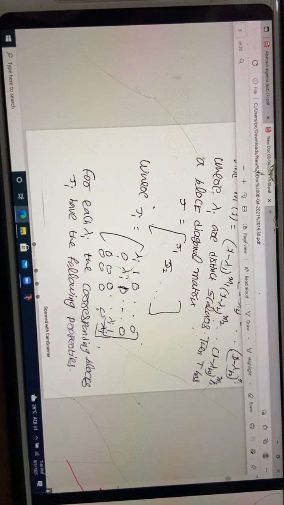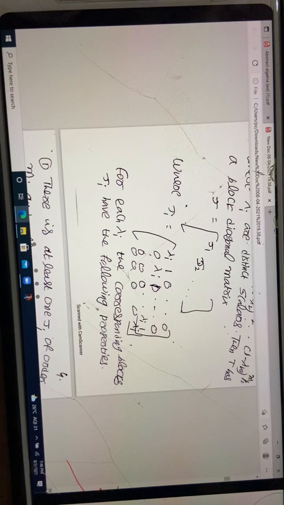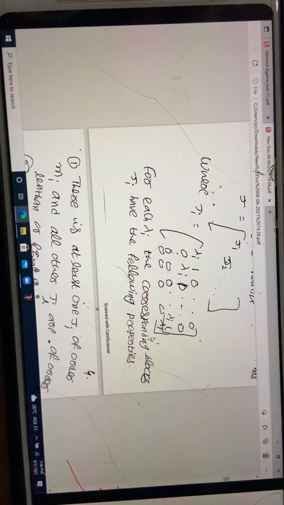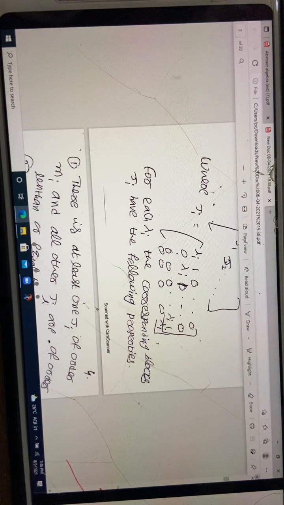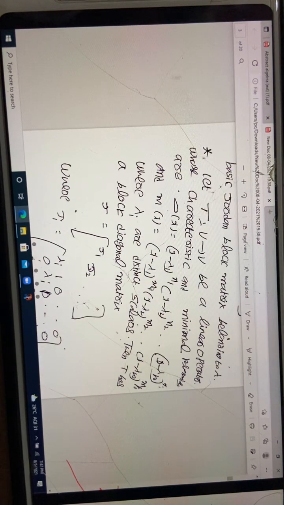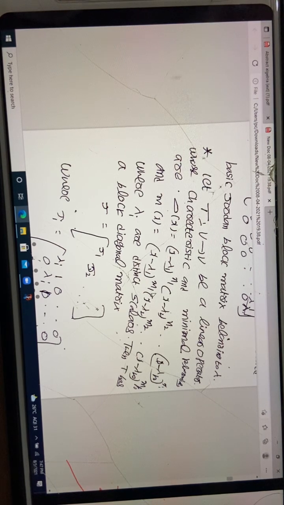What we have to do is, pay attention. For each lambda i, the Jordan block is this. The corresponding blocks Ji have the following properties. How to constitute them? There is a rule. There is at least one Ji of order Mi. What is Mi? Which is there in the minimal polynomial. There should be at least one block which is of order M1. Remaining all blocks should be of order less than or equal to M1.